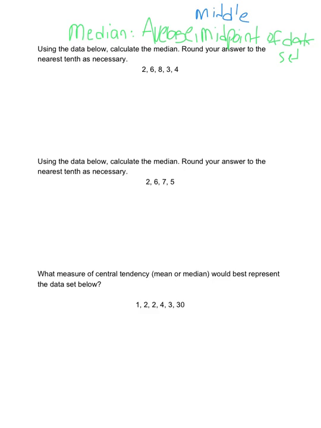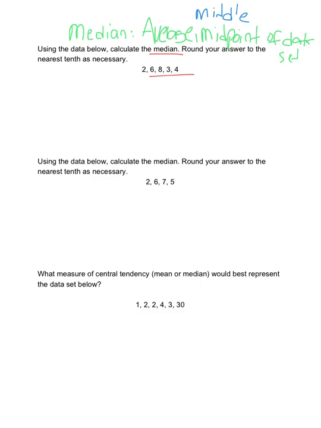So in that first example, it's going to read, using the data below, calculate the median. Round your answer to the nearest tenth as necessary. So once again, it's asking us to find the median. So it's important to note because those are different steps than finding the mean. When we're finding the median, we're finding kind of this middle point, this middle number of this data set. So we have this data set below, 2, 6, 8, 3, and 4. We want to kind of find this middle number of this data set.